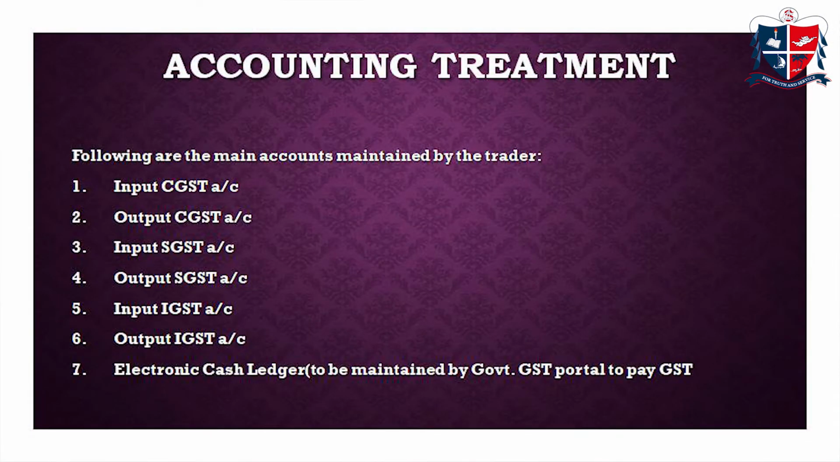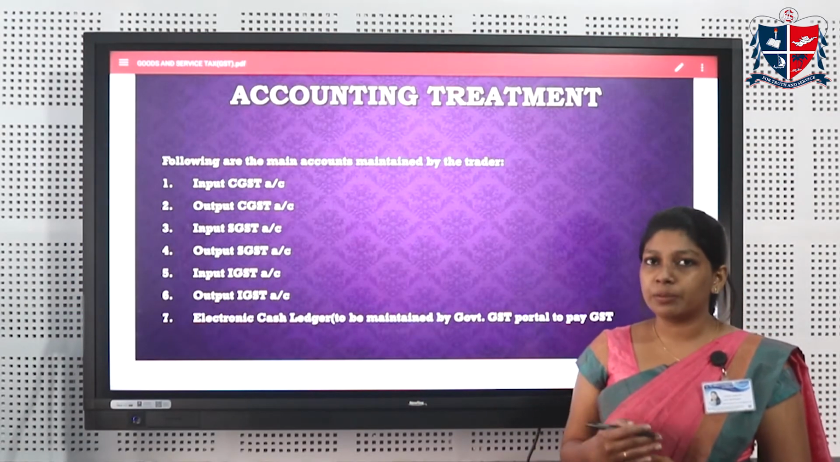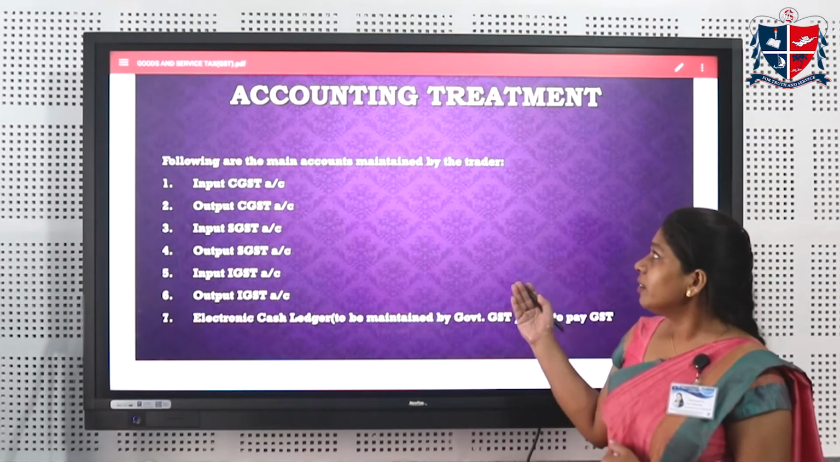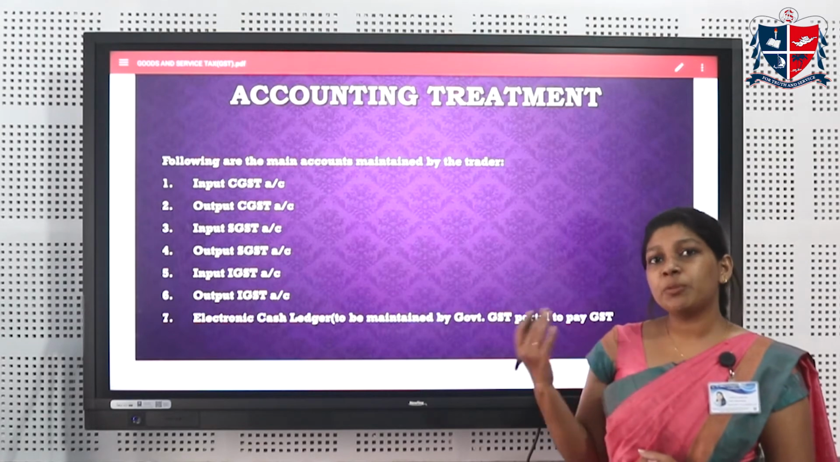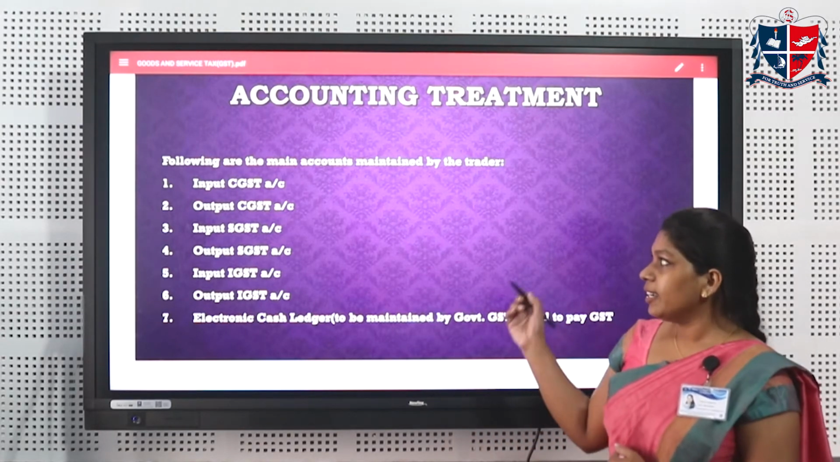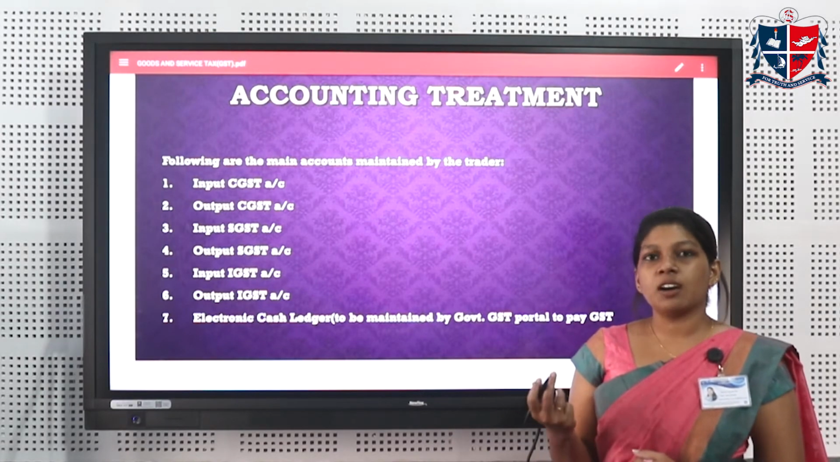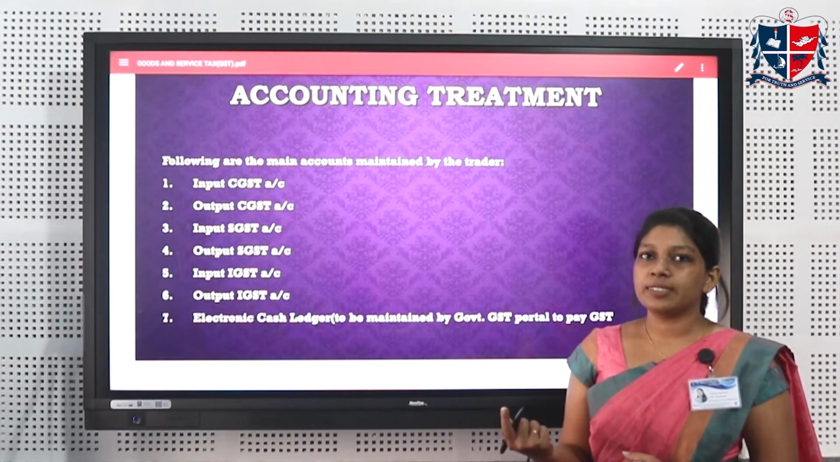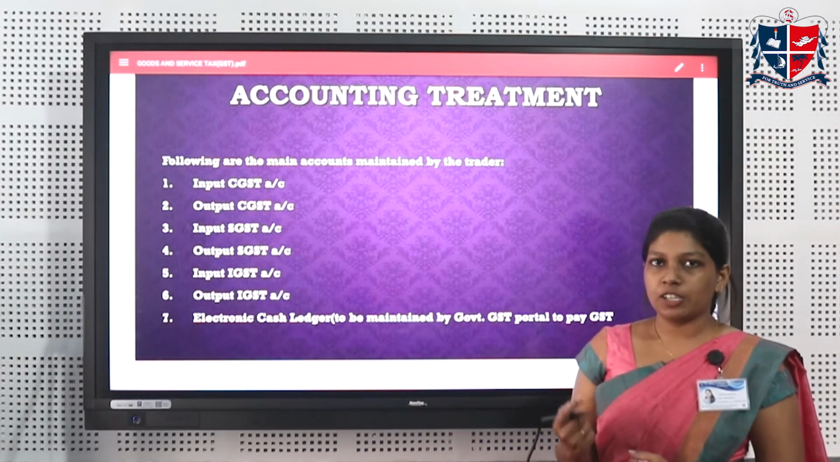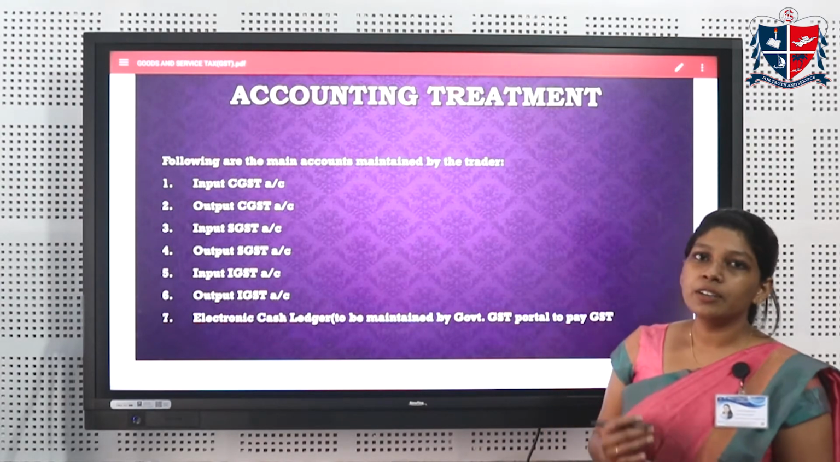Next is, which accounts have to be followed by a trader? Normally, there are several accounts prepared by a trader, that is cash account, purchase account, sales account. Apart from those accounts, a trader has to maintain input CGST account, output CGST account, input SGST account, output SGST account, input IGST account, output IGST account, and finally electronic cash ledger. These are all separate accounts which have to be maintained by a trader.